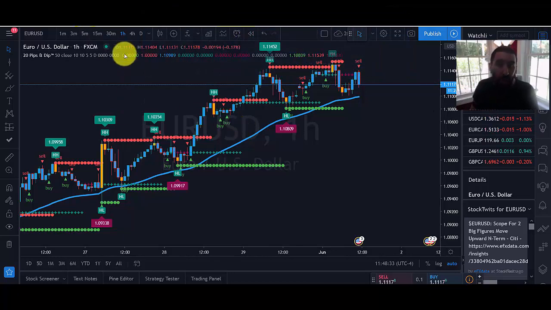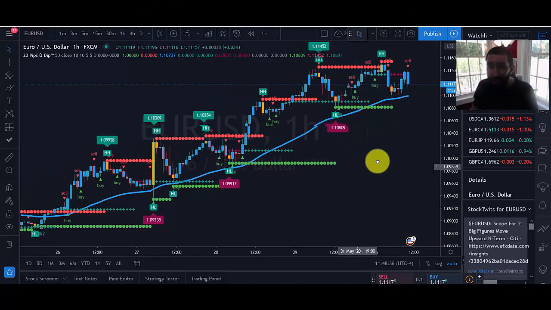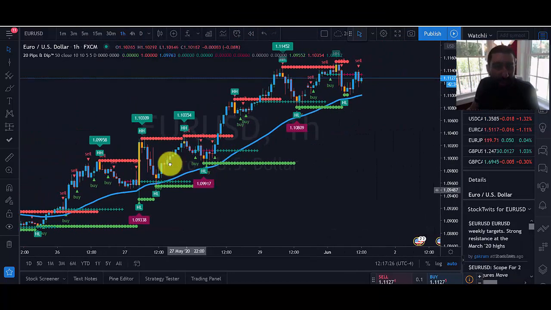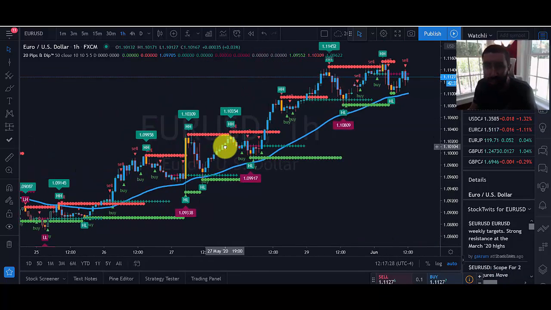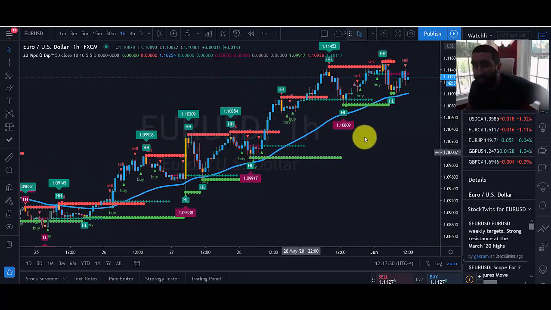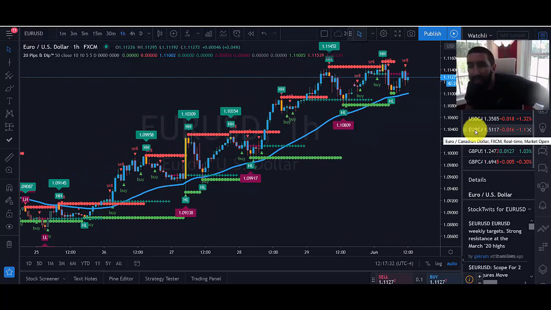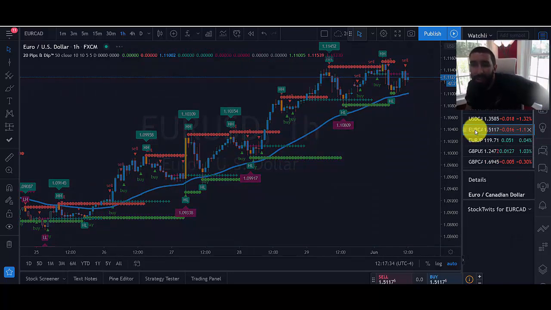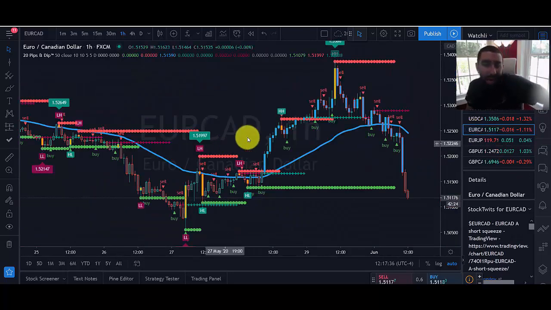All right, so we're looking at the Euro USD. Actually, now that I'm thinking about it, let's not use the Euro USD, because we've used examples of the Euro USD in the past. So let's try something a little bit different. Let's look at the Euro CAD, all right, something different.